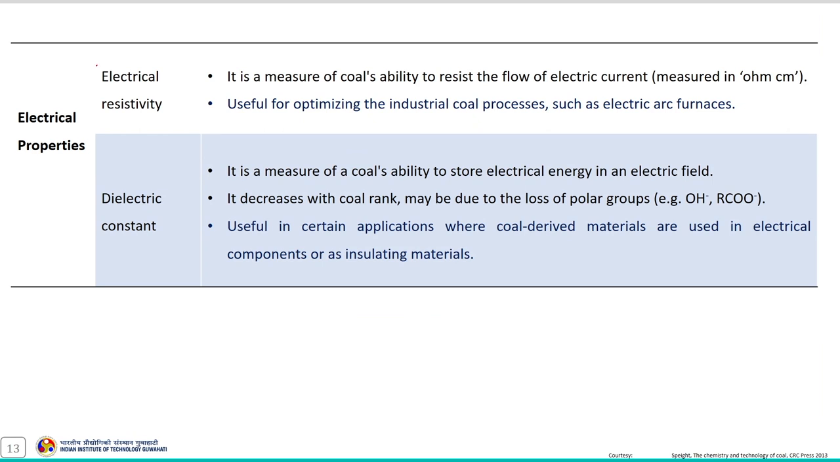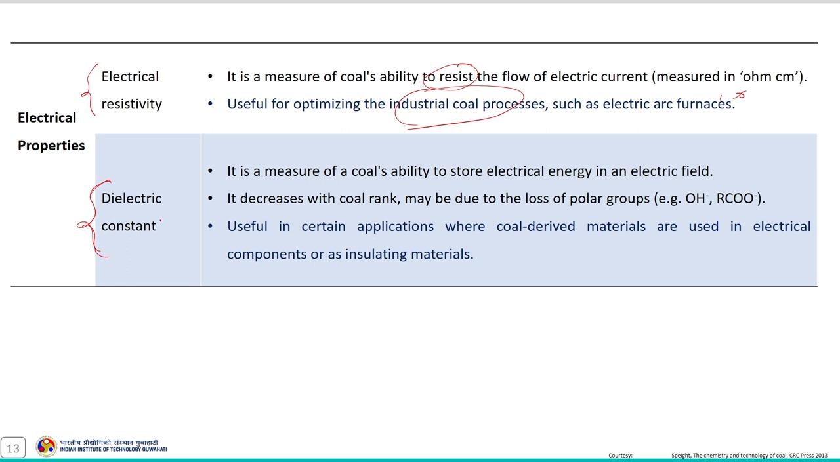Electrical properties, that is electrical resistivity and the dielectric constant, are important in optimizing industrial coal processes such as the electric arc furnace. Because the electrical resistivity is a measure of the coal's ability to resist the flow of electric current, and this information is useful for optimizing industrial coal processes such as the electric arc furnace.